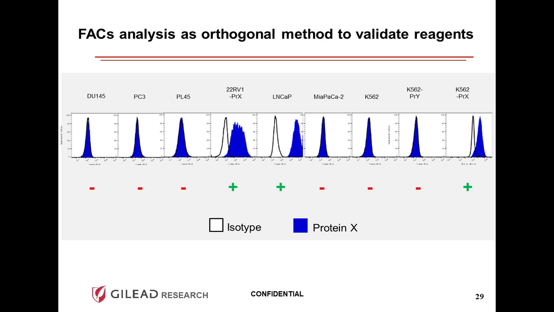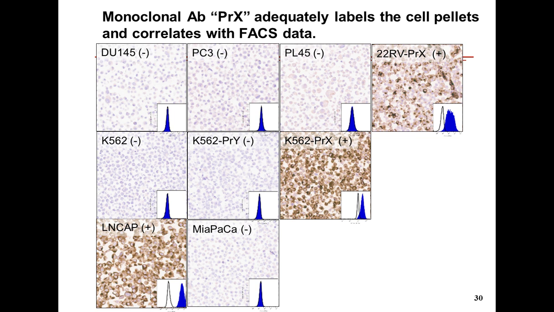Here it was nice, when we worked with the scientists, we were able to have an orthogonal method to compare when we validate our reagents. This is FACS analysis of protein X. You can see that there are 3 cell types that are positive for protein X, and 6 other cell types that are negative. The positivity did range from low, medium, and high. So it's really nice to get that range of expression in order to do validation of your reagents.